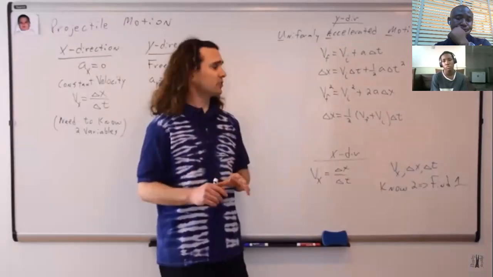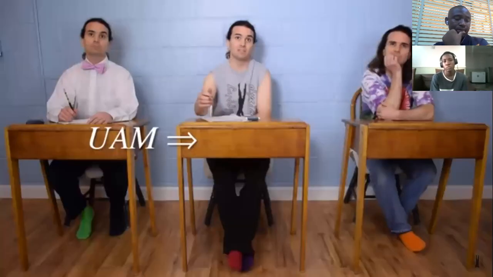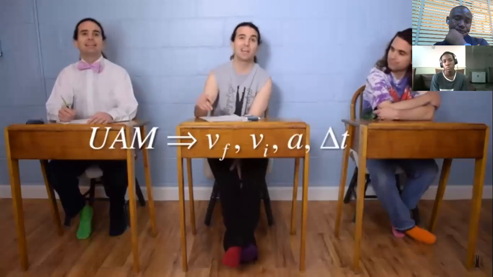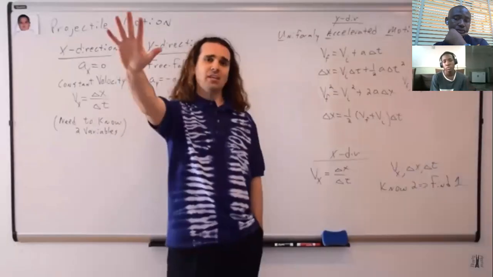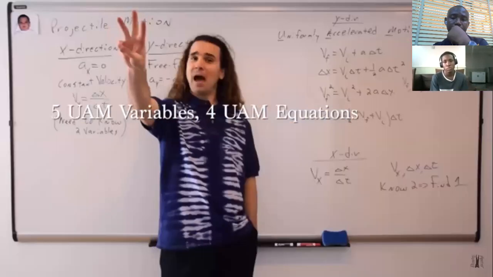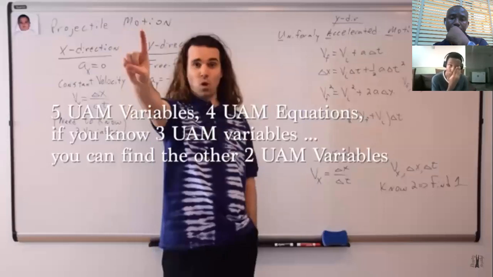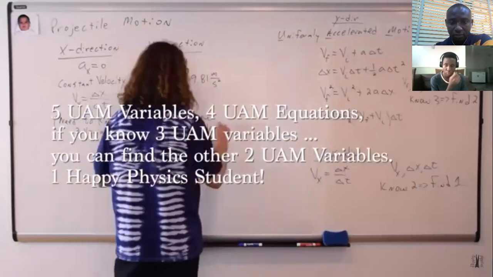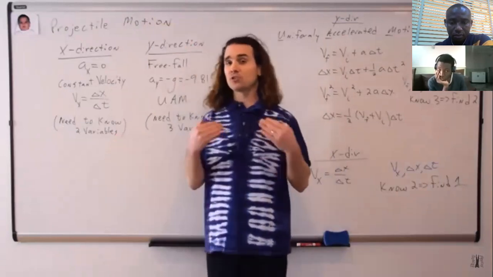Now let's look at the y direction. Bobby, please list all the possible UAM variables. Let's see, velocity final, velocity initial, acceleration, change in time, and displacement. Class, there are how many UAM variables? 5. And how many UAM equations? 4. And if you know how many of the UAM variables? 3. You can figure out the other 2, which leaves you with 1 happy physics student. So in the y direction, you need to know 3 variables, and in the x direction, you only need to know 2 in order to solve the equations.